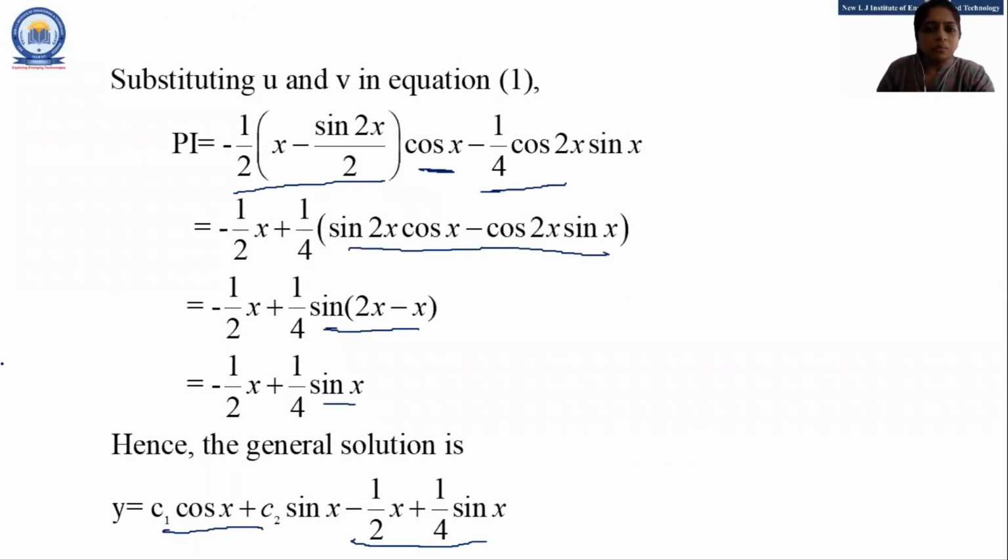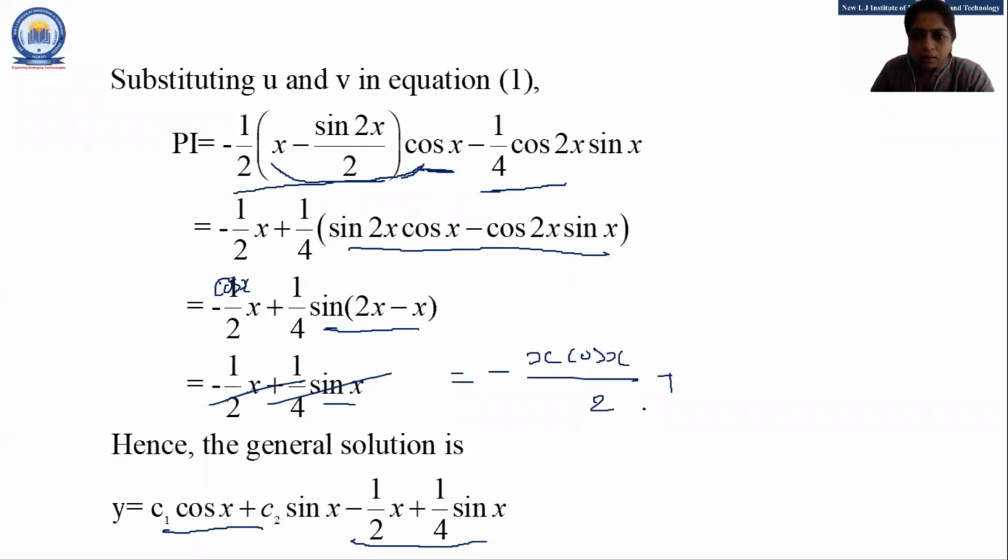Okay. Students, see, this is minus 1/2 x into cos x, right? So in our first step, there is cos x. This one is cos x into x, right? I forgot to multiply this minus 1/2 x with this cos x. So my final answer will be minus x cos x by 2 plus 1 by 4 sin x, students.